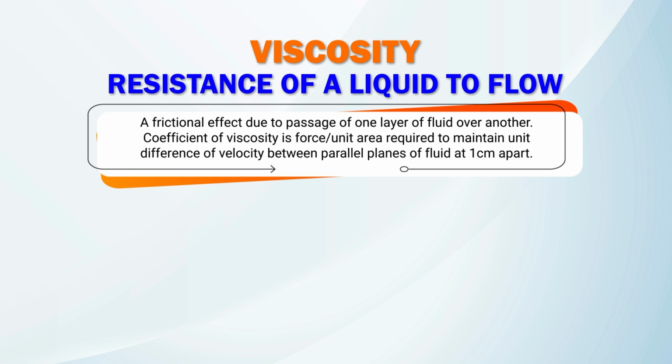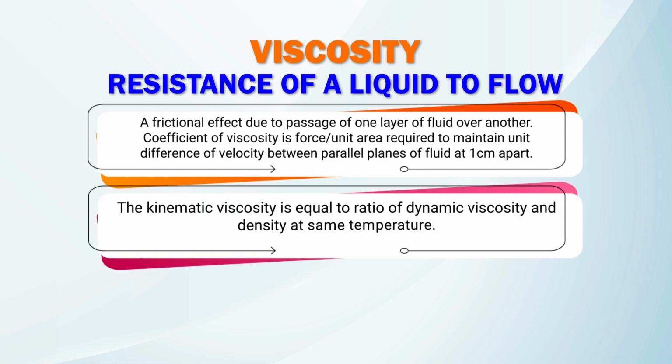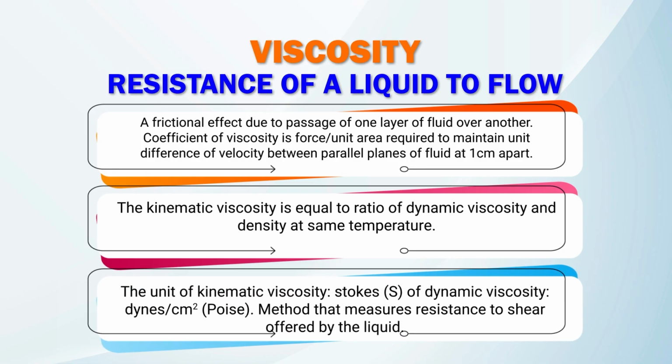Assume that there are two planes, one 1 centimeter above the other, then the coefficient of viscosity is the force per unit area required to maintain unit difference of velocity. Now the kinematic viscosity is equal to the ratio of dynamic viscosity and density at the same temperature. The unit of kinematic viscosity is Stokes, and dynamic viscosity is dynes per centimeter squared, expressed in poise or centipoise. A method that measures resistance to shear offered by the liquid is used for determining the viscosity.